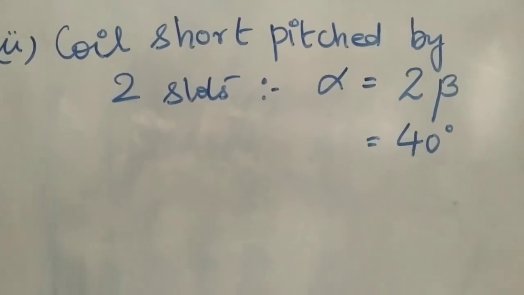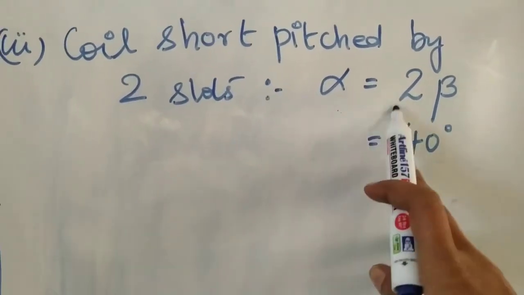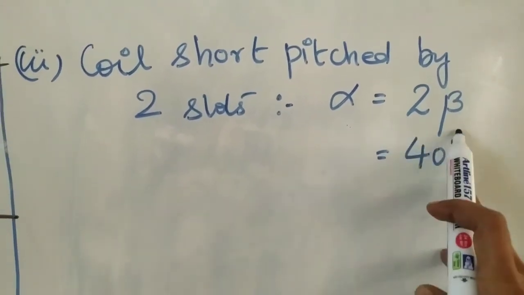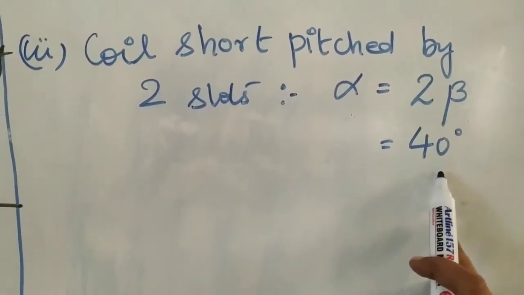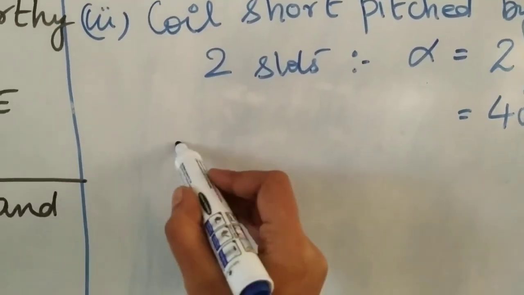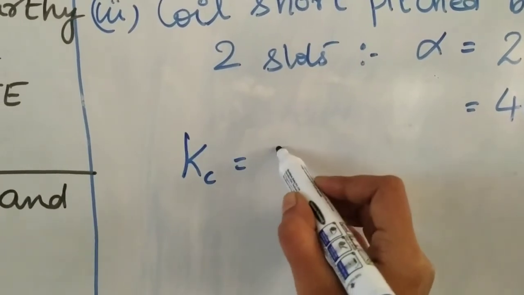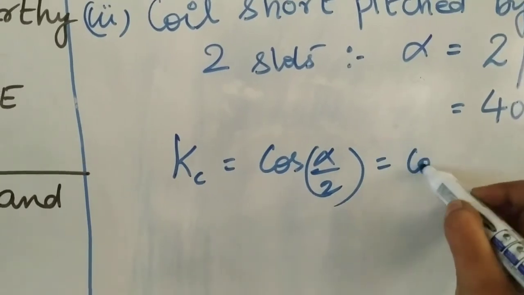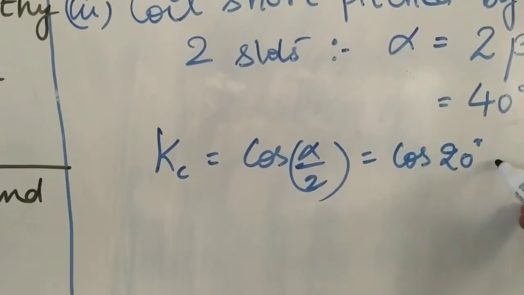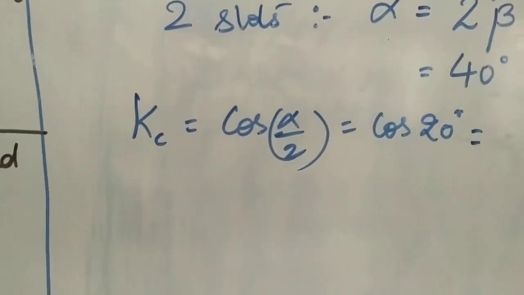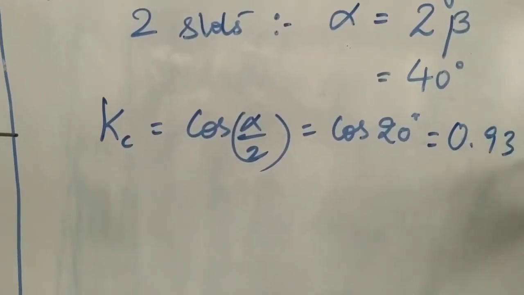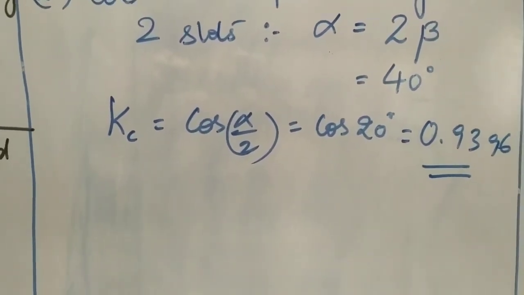So here also alpha will become 2 times beta because you have pitched 2 slots. So it becomes 2 times beta, which results in 40 degrees. Again we need to find the new value of Kc, which we solve as cos of alpha divided by 2. That is nothing but cos of 20 degrees. So it results in the answer 0.9396, right?